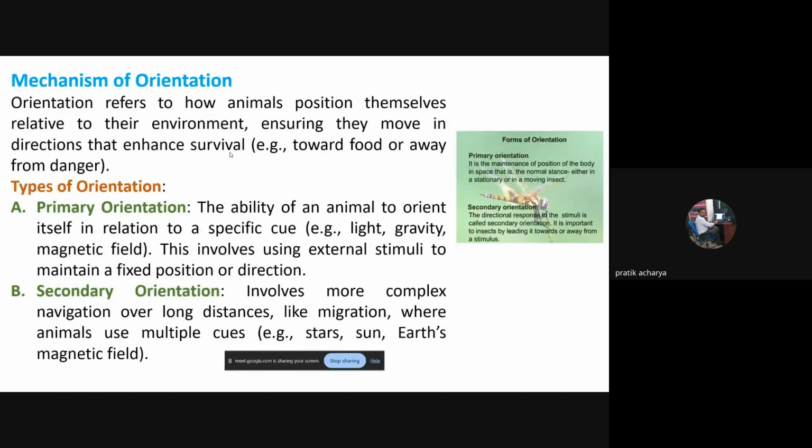Animals use multiple causes, multiple factors for their movement. So primary orientation is just for less distance movement. But secondary orientation is very important. Secondary orientation is the use of multiple cues, like star, sun, earth, magnetic field, everything the organism uses to move in a particular direction to get its aim, to get its food or any other kind of substances or any other benefits. So these are actually orientations.